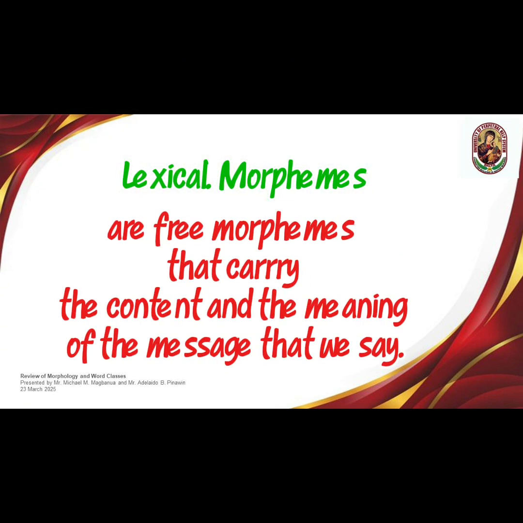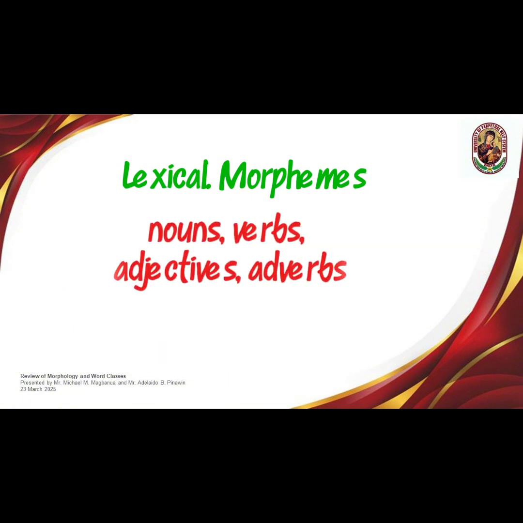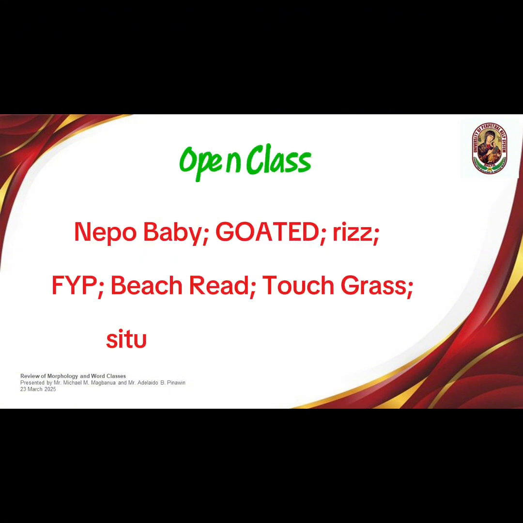Lexical morphemes are free morphemes that carry the content and the meaning of the messages that we say. You know, there are things like nouns, verbs, adjectives, adverbs. They're pretty easy to define, and they're an open class, which means that you can add new members to these categories. You can invent a new noun, you can invent a new verb, adjective, or adverb if you want. And if it gets popular, it might just get added to the lexicon of English.